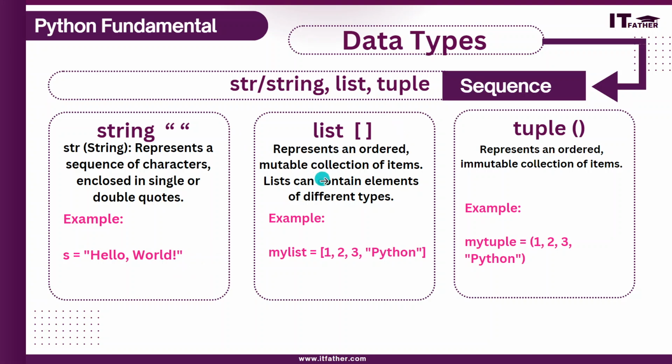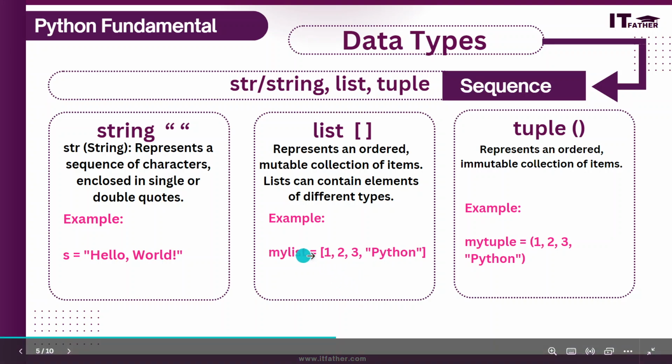Now list in Python. A list represents an ordered and mutable collection of items. A list can contain elements of different types. This is one of the very important features. How to use list and work with its functions, we will discuss in another video. But here, just to understand, we have one more type of data in Python, which is list, which can store multiple different types of values.